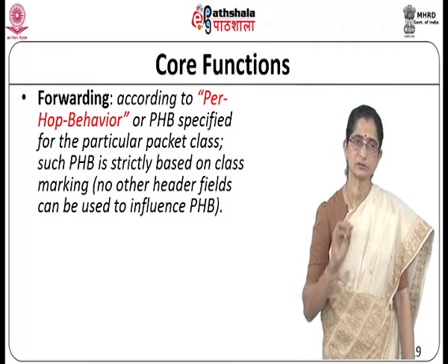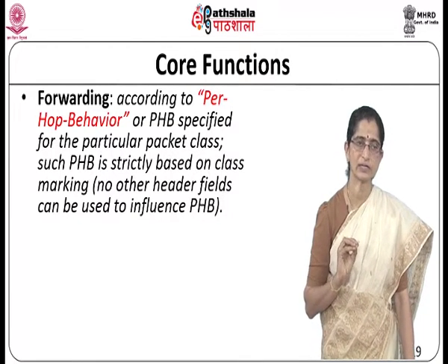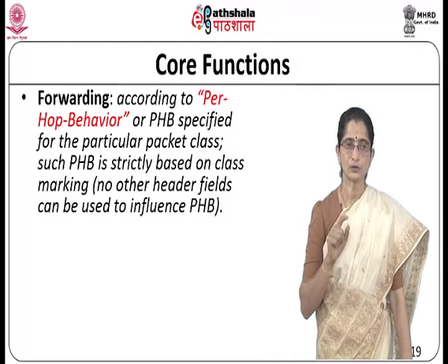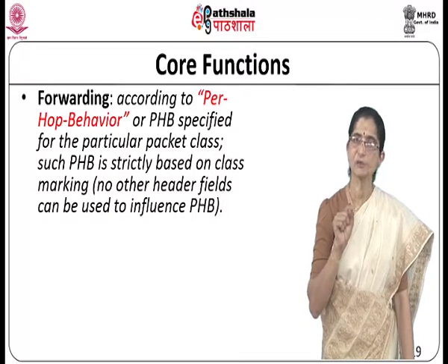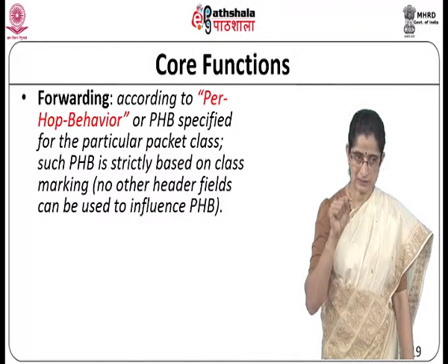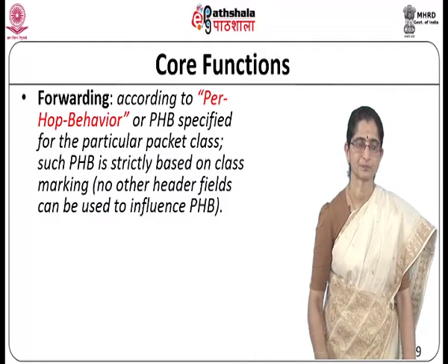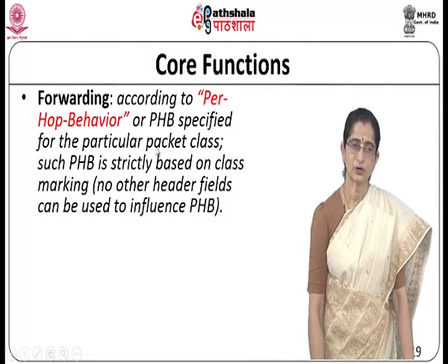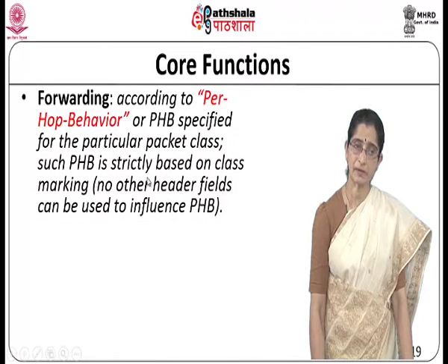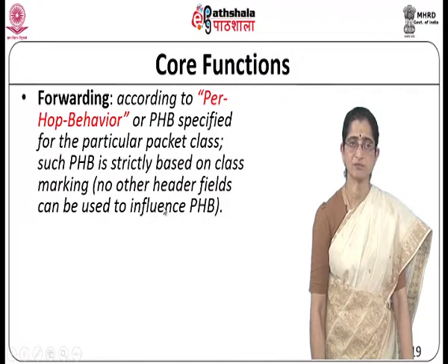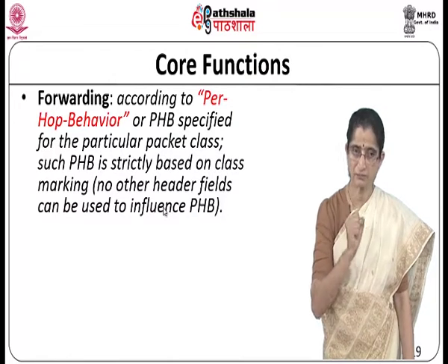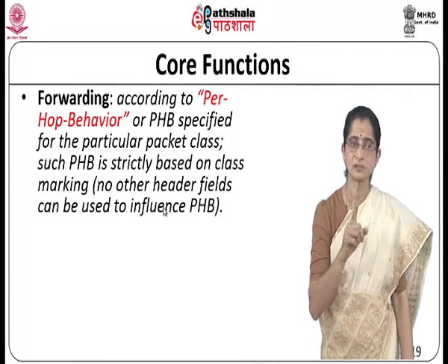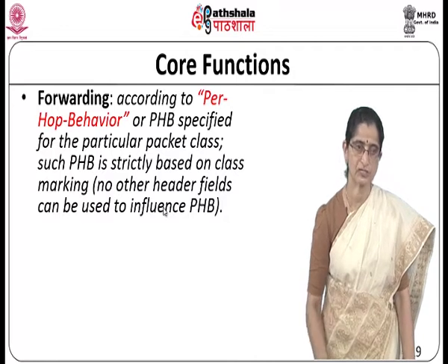At the core, the forwarding of packets is done based on what is called per hop behavior. This per hop behavior is a term used to specify the kind of behavior that needs to be applied to a particular packet class at that particular hop. The PHB that we specify will be based only on the class marking. That is, we have this DiffServ code point, DSCP, which is our marking. So based only on this field, this forwarding behavior will have to be implemented. That is an important aspect.